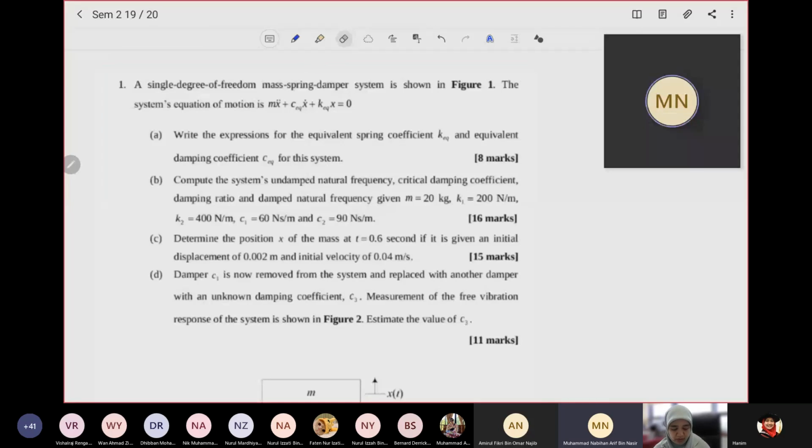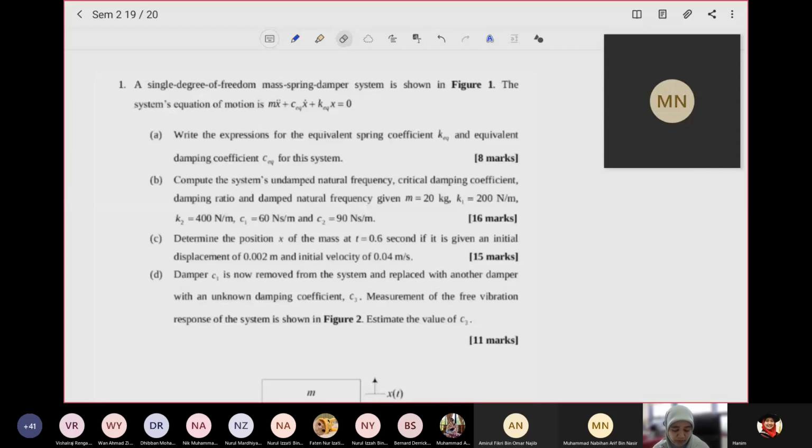Yes, madam. Okay, so this is one of the examples. Actually, it's already in the Moodle, you can just download it. It's previous SEM's question, I think last year's SEM 2. So normally for the test, we have two questions, one from chapter 2 and one from chapter 3.